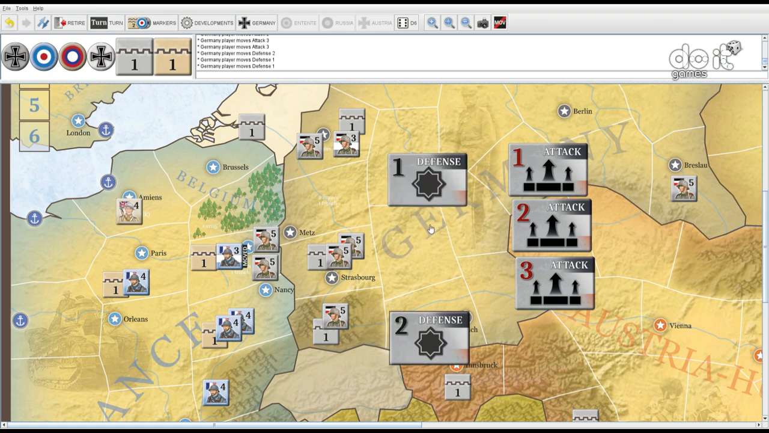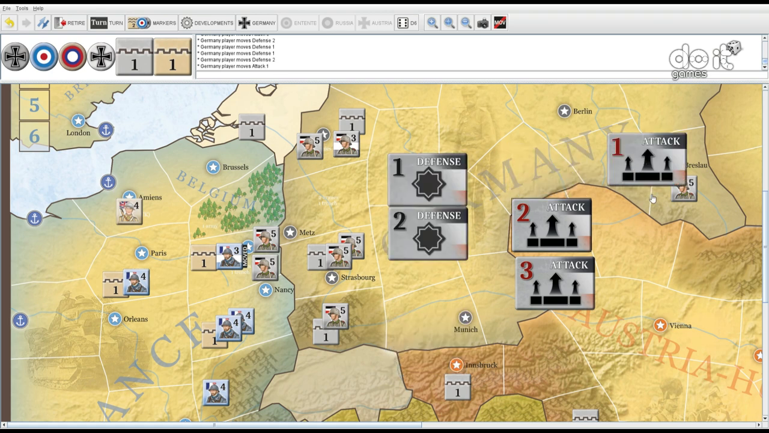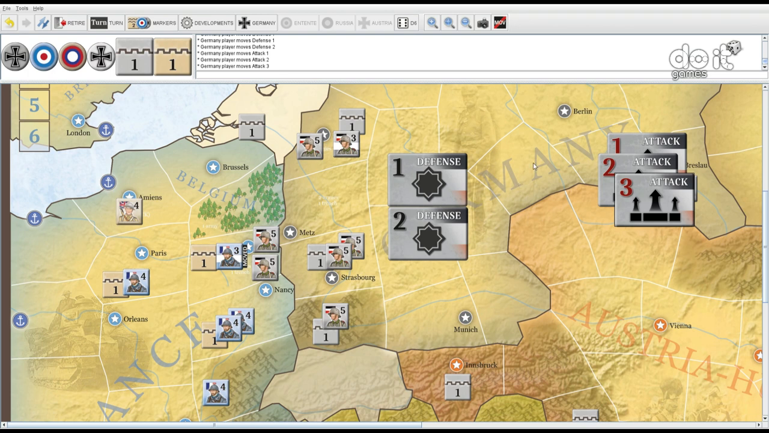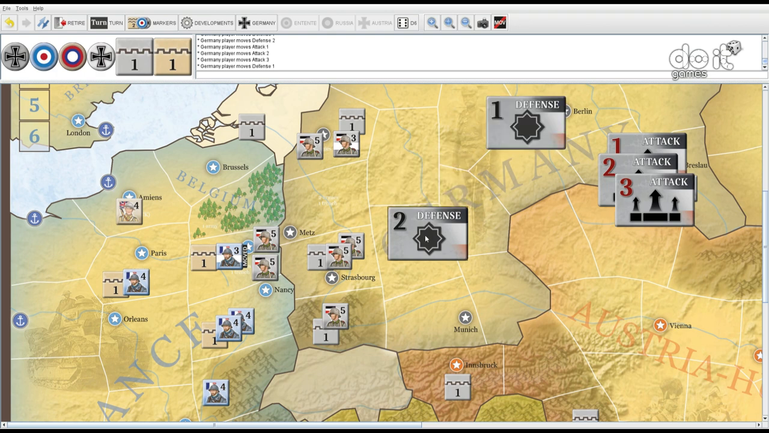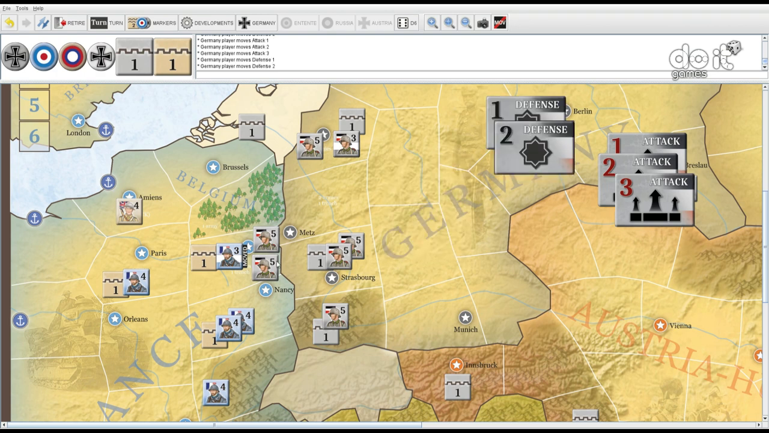And vice versa. If the Germans that are attacking have no technology and the French have either this one or this one, the defense will have +1. This is how these technologies work in combat.